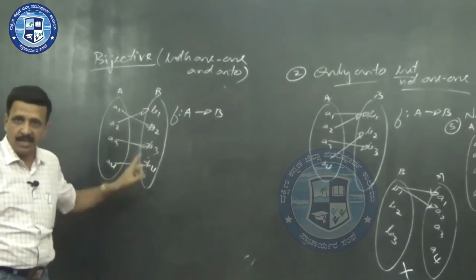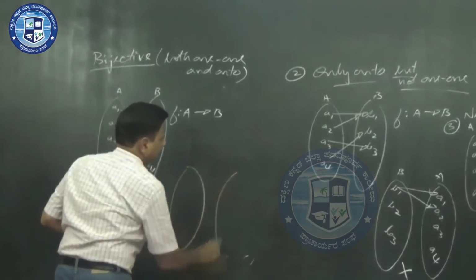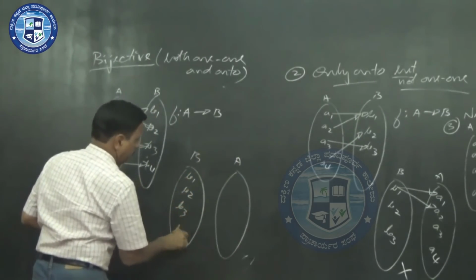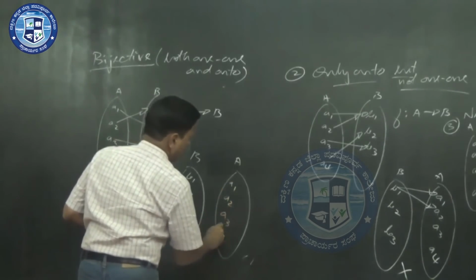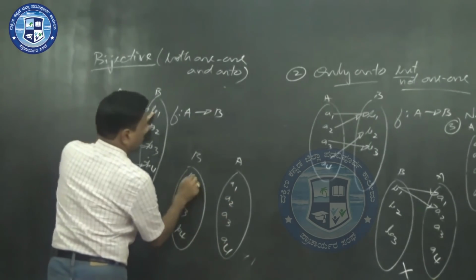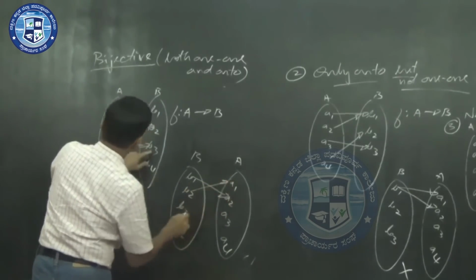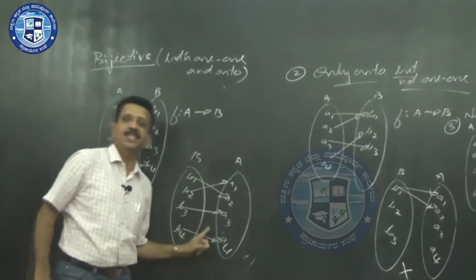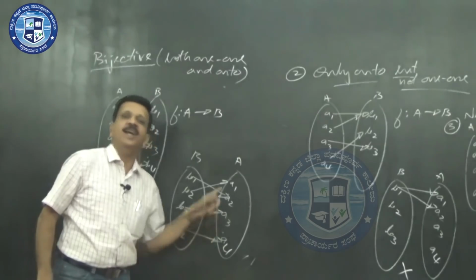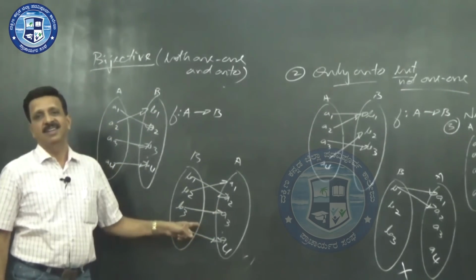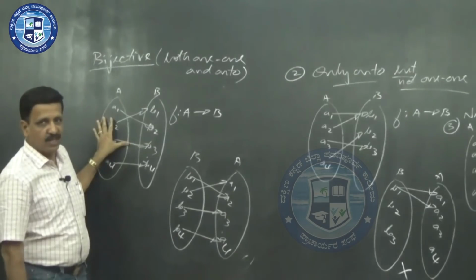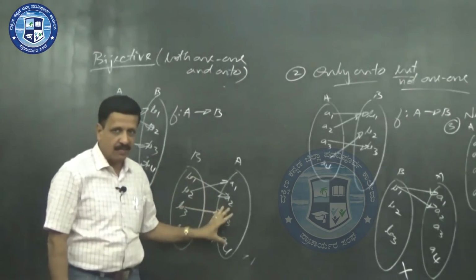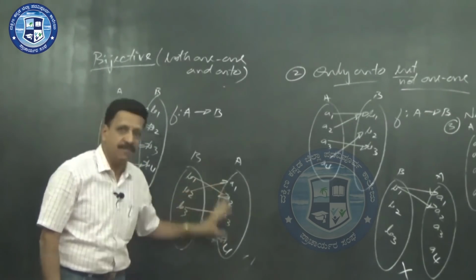Try to write an inverse relation for this. So if you try to write an inverse relation for this, this is B, this is A, B1, B2, B3, B4, A1, A2, A3, A4. Look at this. B1 to A2, B2 to A1, B3 to A3, B4 to A4. You find that this inverse relation is also a function, and you find that this is also a bijective function. You have considered a bijective function, which is both 1-1 as well as onto, and when you try to write an inverse relation for that, you find that the inverse relation is also a function.